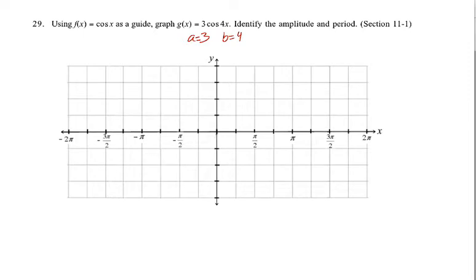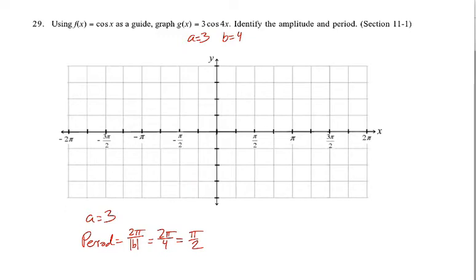Now for the amplitude, that's just a, we get 3. For the period, the formula we have is 2 pi over the absolute value of b. So in this case we get 2 pi over the absolute value of 4, or just 2 pi over 4. Simplified down, we end up with just pi over 2.